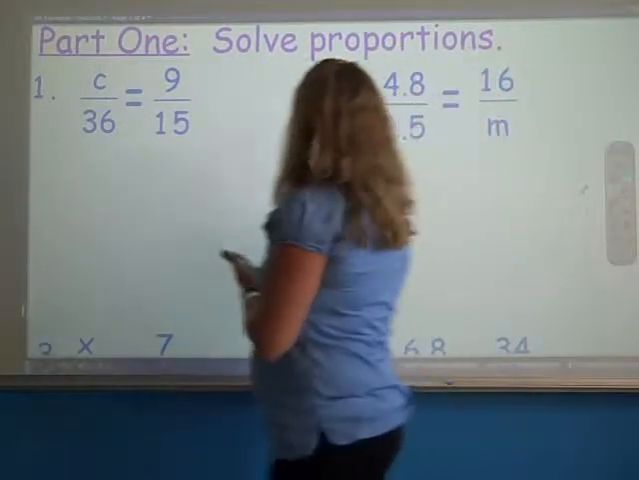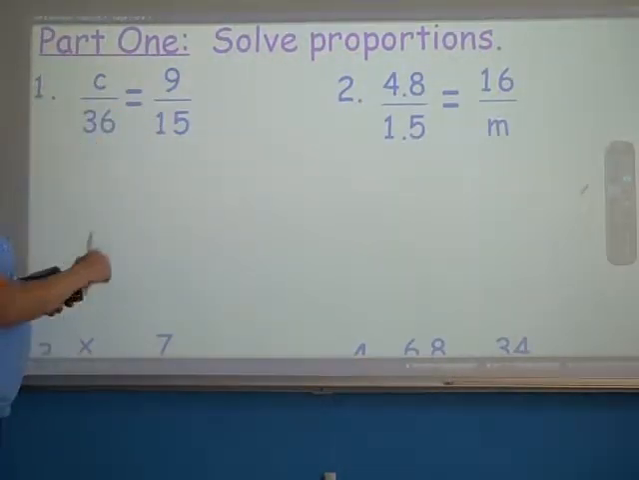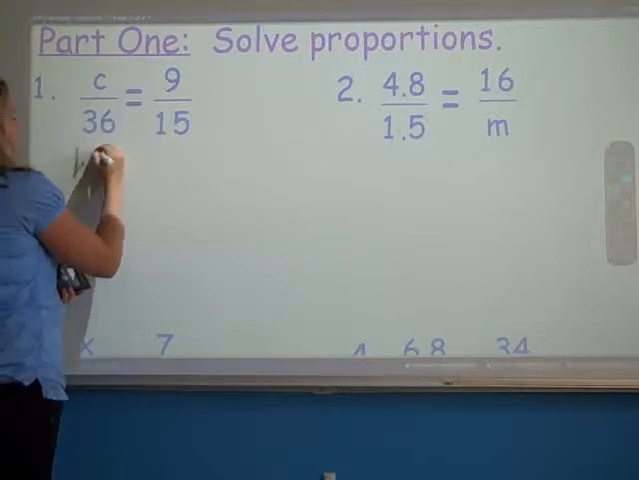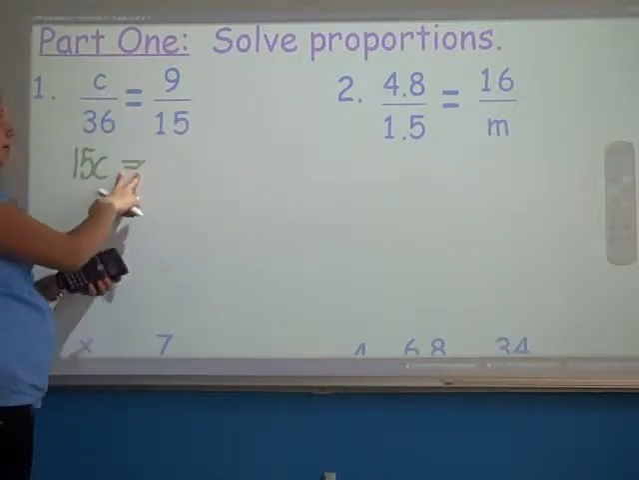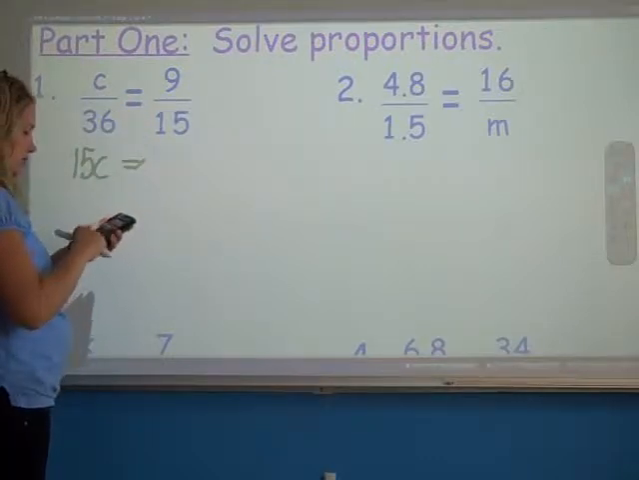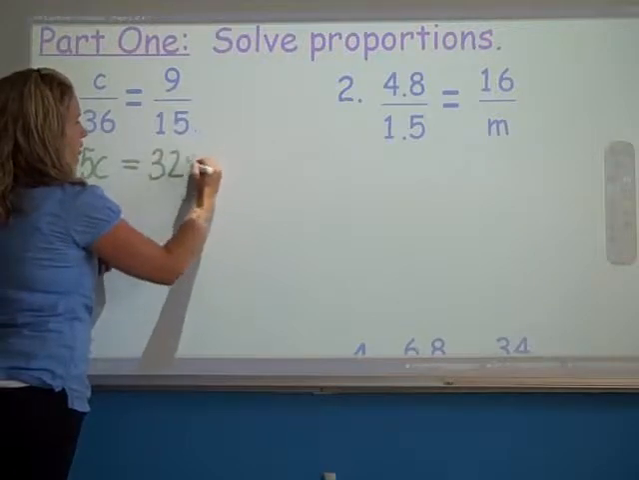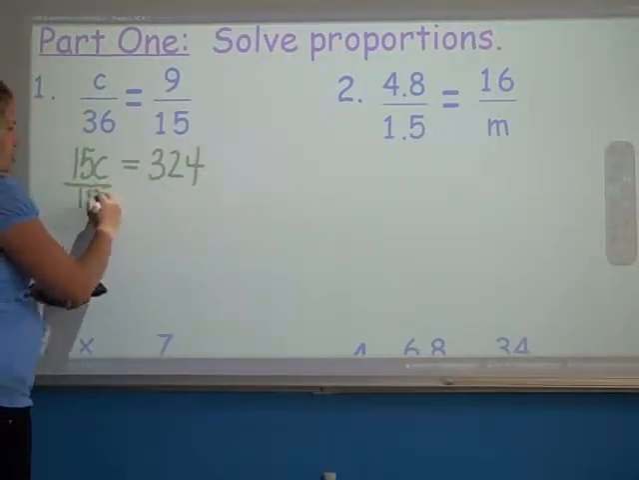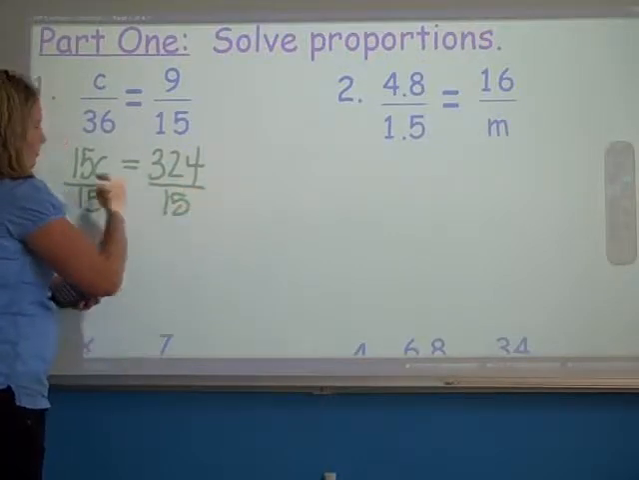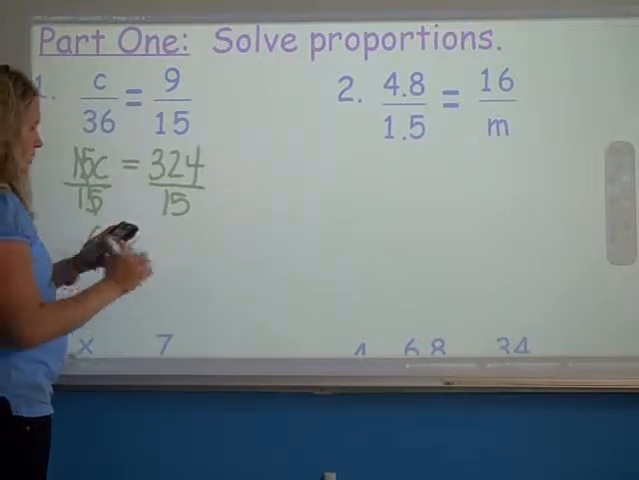Let's do green. To solve for C, we're going to use the cross products. 15 times C is 15C equals, notice how my equal signs line up. 36 times 9 is 324. Divide both sides by 15. Use the division sign or the fraction bar. C equals, divide by 15, 21.6.